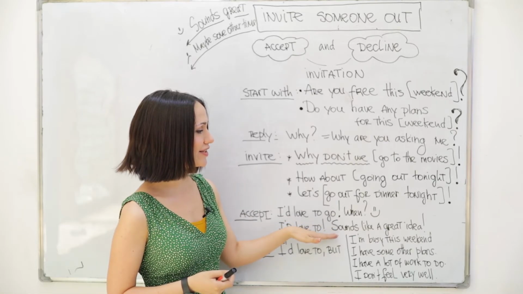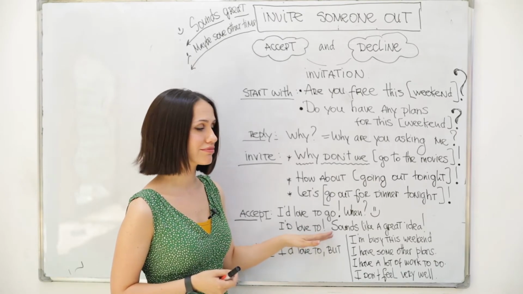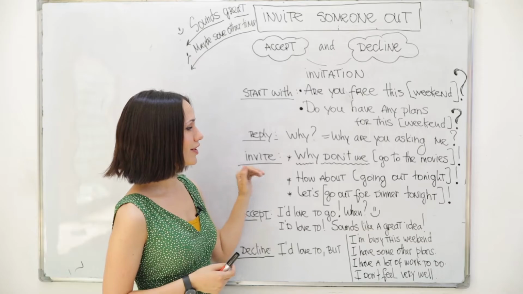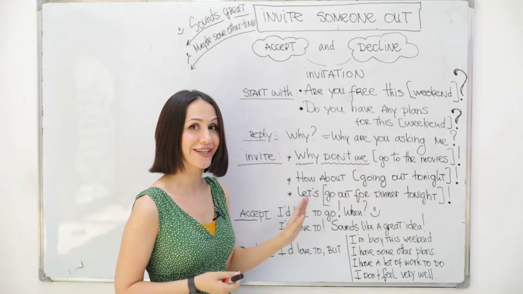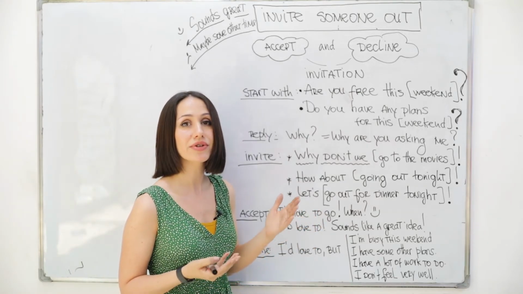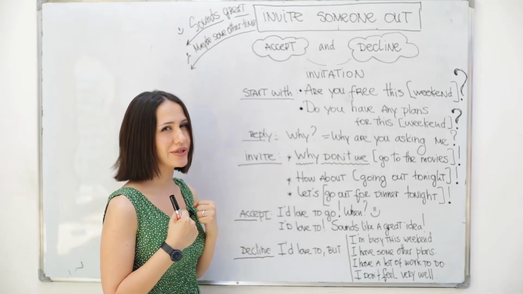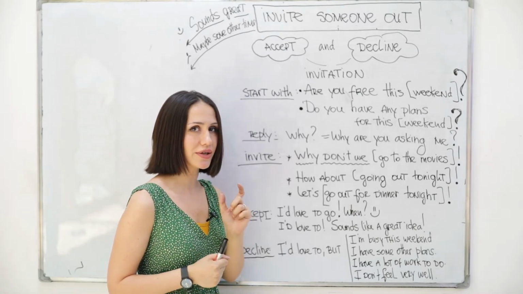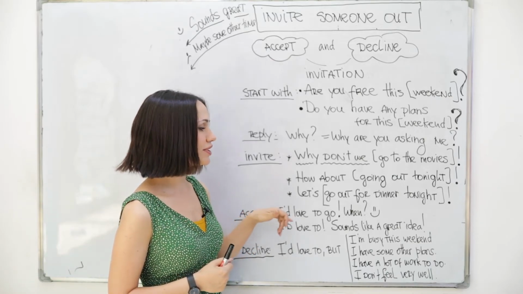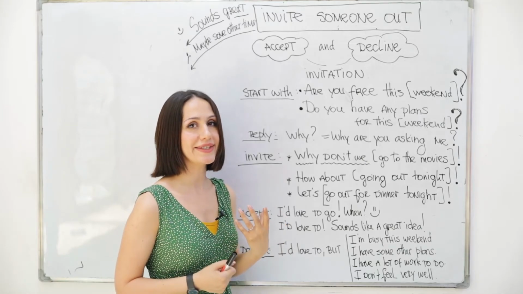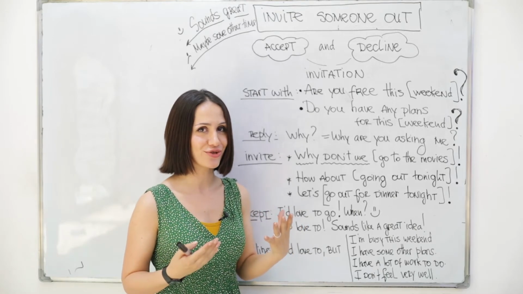Also, you can add an expression that shows that you're really interested in this. Sounds like a great idea. Let's make a short conversation again. How about going to the movies tonight? I'd love to. Sounds like a great idea. When, or what time? Or you can ask, where? So this is how you accept the invitation. You can also say, I'd like to. What is the full form of this? I'd means I would. I would love to go. Or usually we say I'd. It's the short way, and it makes you sound more natural.